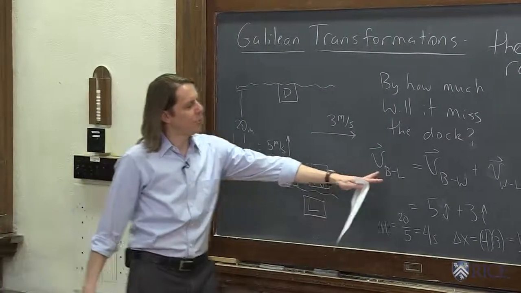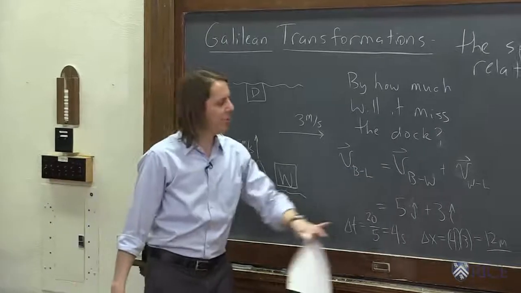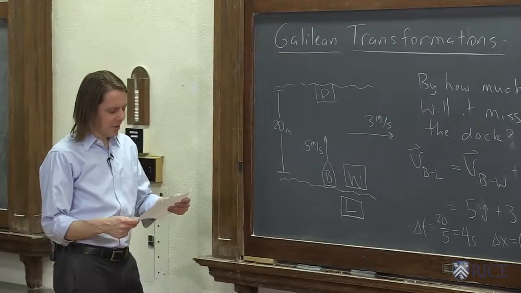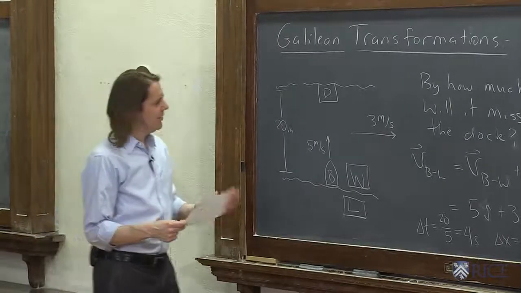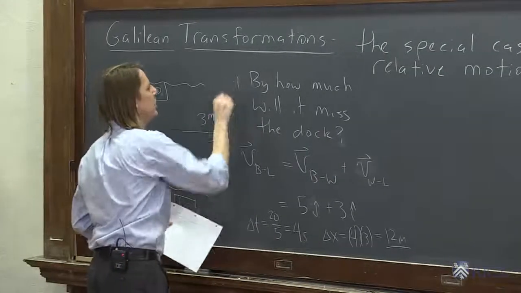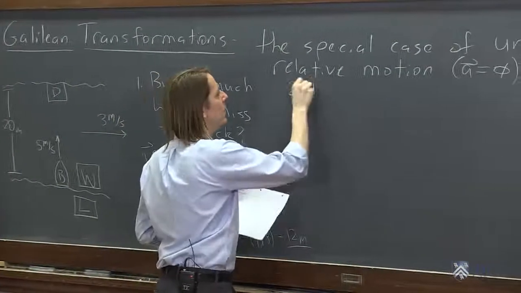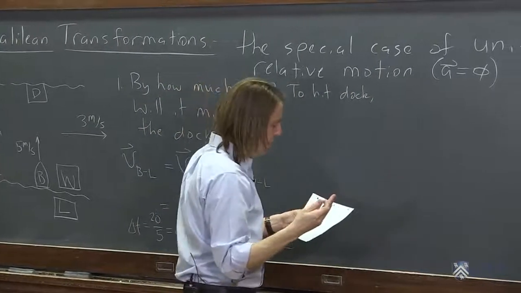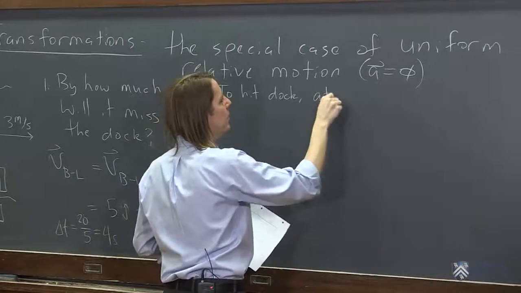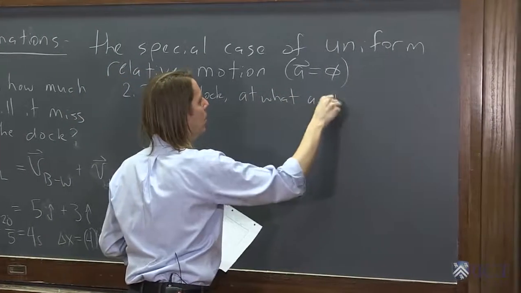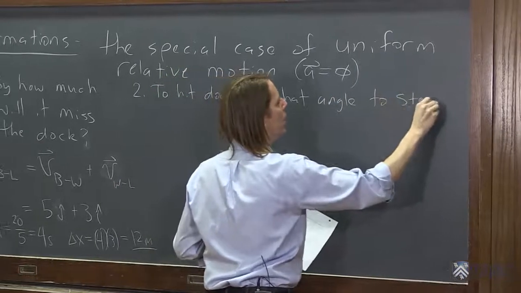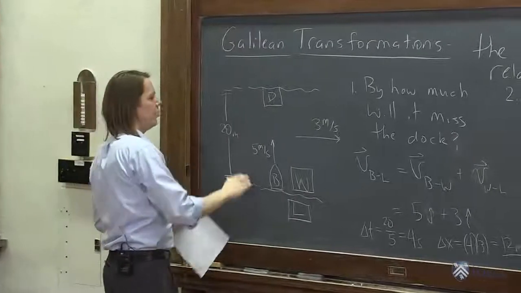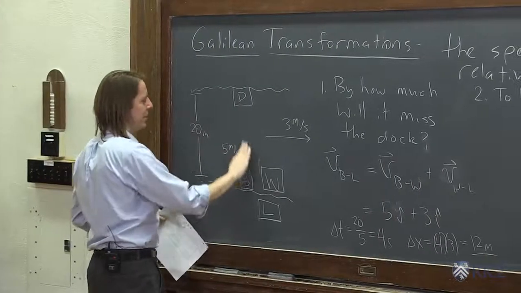So we set it up with a little relative motion, but we really didn't need it that badly. You could almost just do that one with two kinematics problems, pretty much what we did. But here's a slightly more complicated question. So this was question one, here's question two. If the boat wants to hit the dock, at what angle should he steer? What angle should the boat set out at relative to the water, relative to the perpendicular banks?